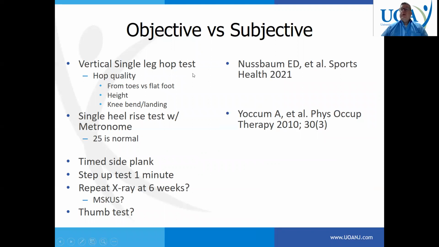You want to look at their ability to do a vertical single leg hop from their toes versus flat footed. You want to note the height from one side to the other. Note their landing time, how much knee bend that they have when they're coming down and making touch with the ground, and also are they drifting or deviating from being able to hop on a specific point. Single leg heel rise test may be a good test to use for determining whether or not they're ready to return to running. It's a test that was publicized by Yoakum, where they found that using a metronome set to 30, that 25 was normal. Other things, a timed side plank, a step up test.